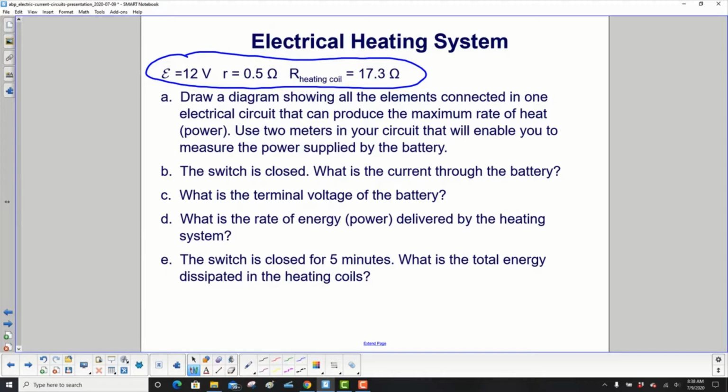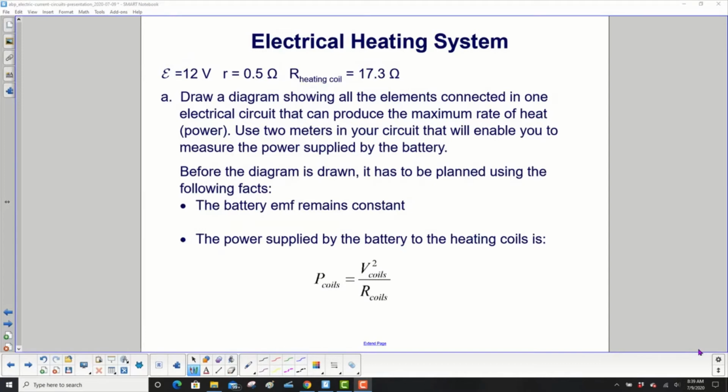The switch is closed. What is the current through the battery? What is the terminal voltage of the battery? And then what is the rate of energy, which is the energy per unit time, otherwise known as power, delivered by the heating system? The switch is closed for 5 minutes. What is the total energy dissipated in the heating coils?